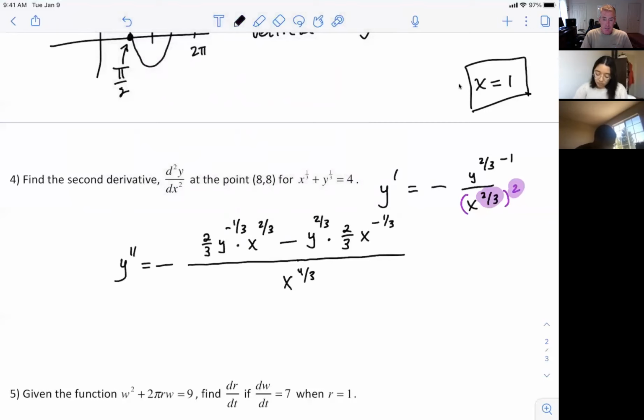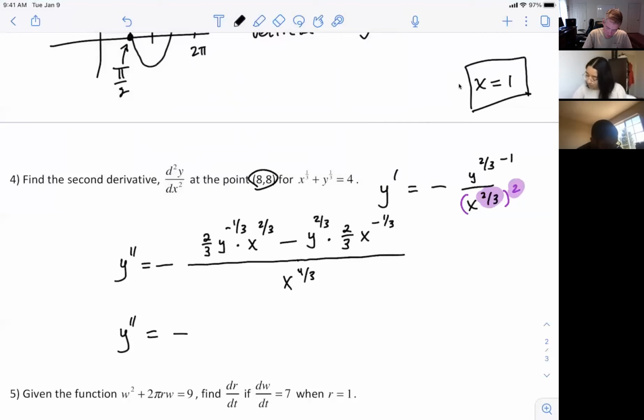All right. Now I need to clean this up. Or I could just plug in the numbers. So again, you could do the algebra and simplifying first and then plug in the numbers, or you could plug in the numbers first. I think I'll plug in the numbers.